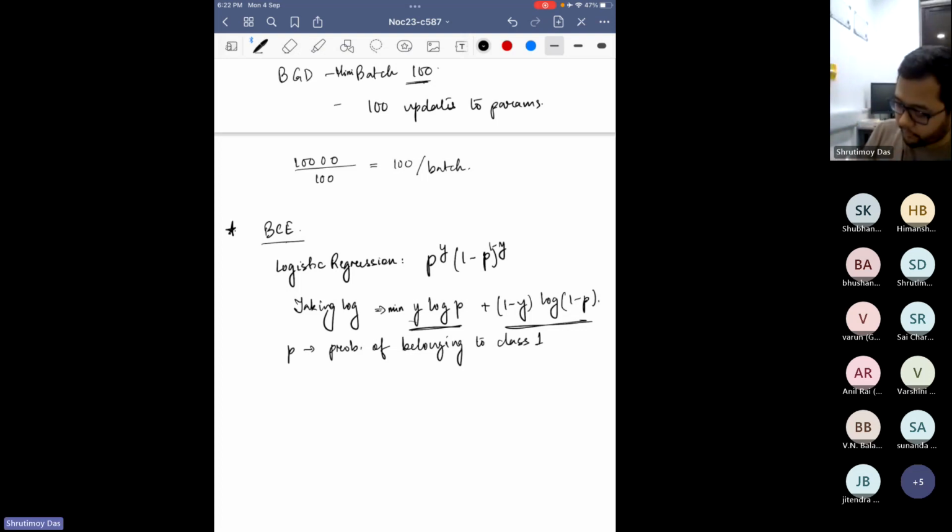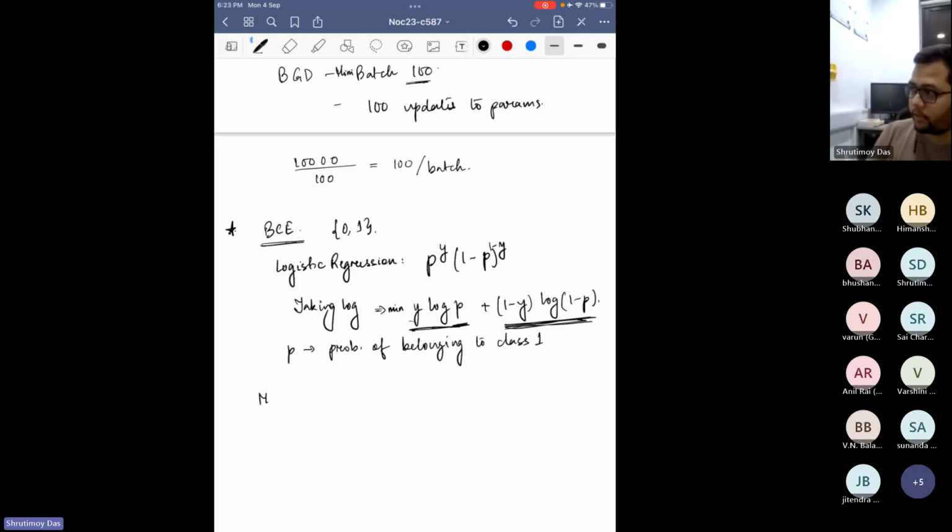So if the probability of belonging to class 1 is high, then your log p will be high, but suppose your y is 0. In that case, this quantity will be a large quantity and you want to minimize those. So this was the binary cross entropy loss for two classes. So you have classes 0 and 1.